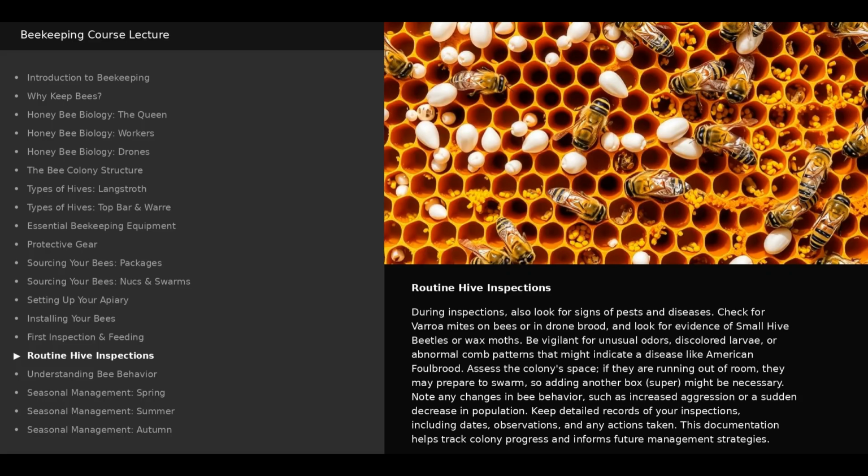Keep detailed records of your inspections, including dates, observations, and any actions taken. This documentation helps track colony progress and informs future management strategies. Regular, thorough, yet gentle inspections are the cornerstone of proactive beekeeping, enabling you to maintain strong, healthy, and productive colonies throughout the year.